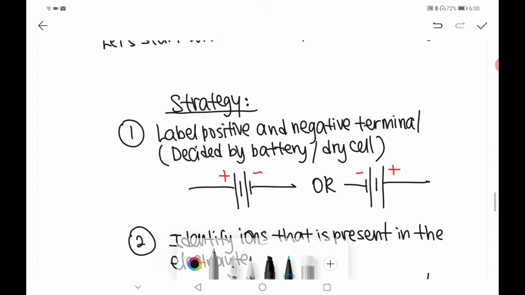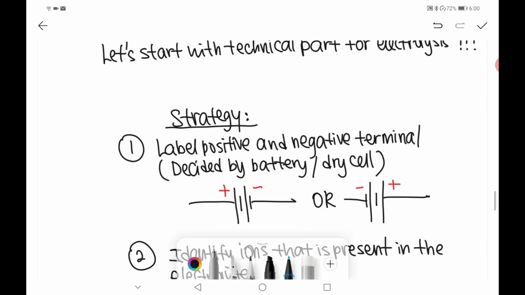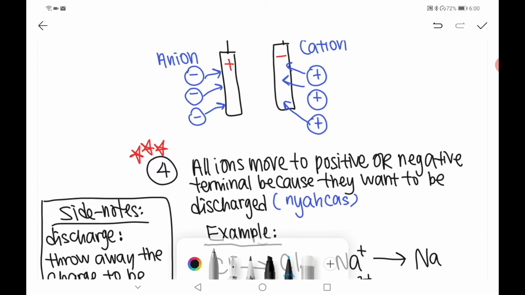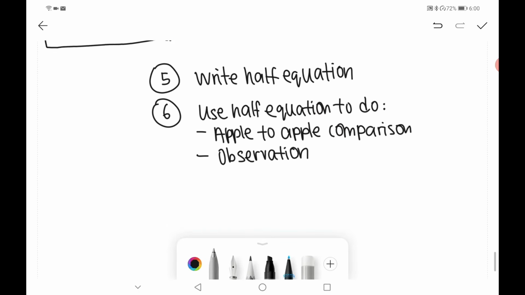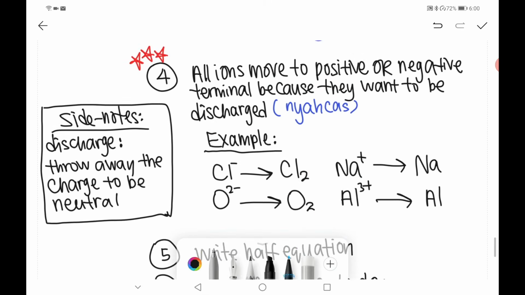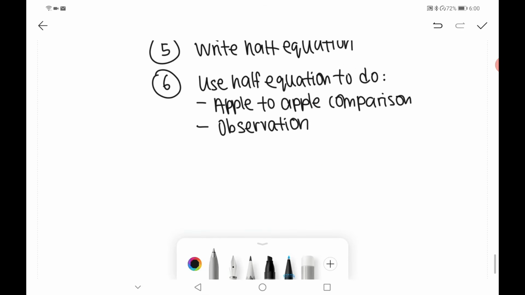This is the 6-step process of how we are going to do our electrolysis. In a short while I'll use some examples to demonstrate, and when we use examples you will understand better. For now, just fully understand the 6 steps first, step by step what we can do. I'll teach you one more concept before we start with some examples.